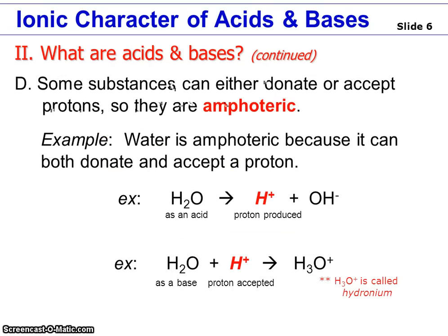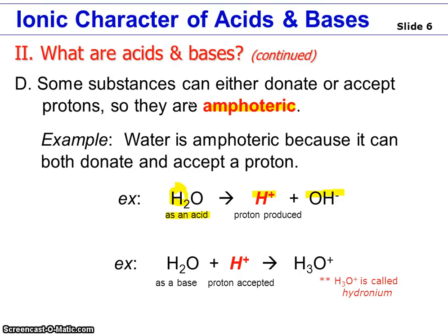Some substances can either donate or accept a proton, so they are called amphoteric. That means both. For example, water is amphoteric because it can donate a hydrogen ion or it could accept one. If we have a water molecule acting as an acid, one of these hydrogen ions is going to be cleaved off, and now we have the hydrogen ion on its own, and the rest of the water molecule that would be left over is OH minus.